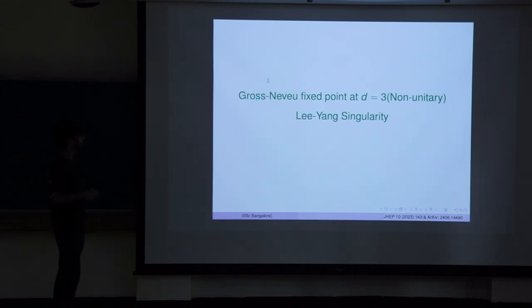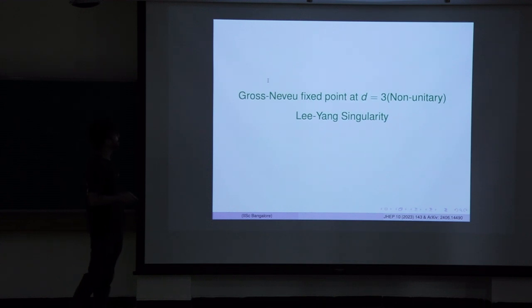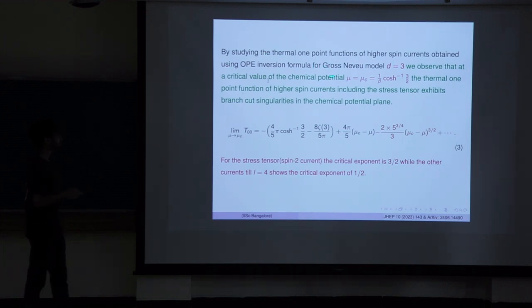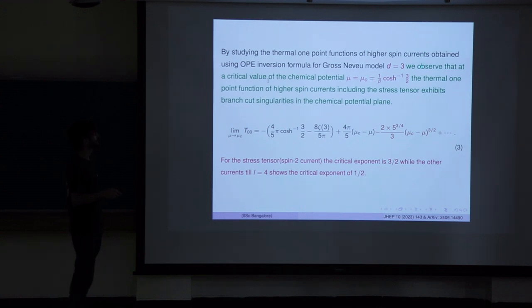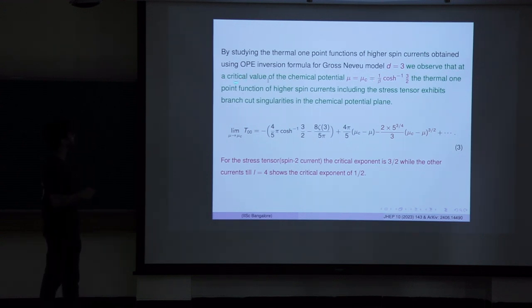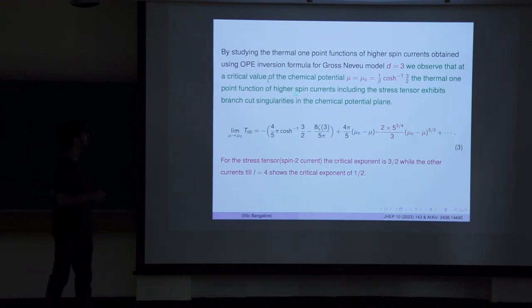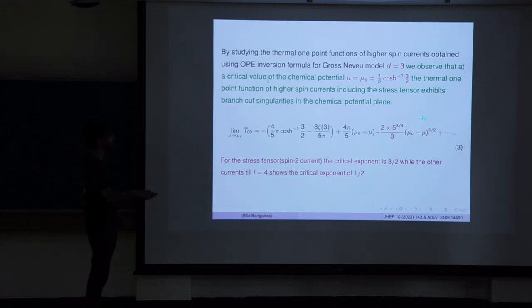This is the Gross-Neveu model at d equal to 3. If I study the thermal one-point functions of higher spin currents obtained using the OP inversion formula for the Gross-Neveu model in d equal to 3, we observe that at a critical value of the chemical potential, mu equal to mu c, given by 1 by beta cos inverse 3 by 2, the thermal one-point function of higher spin currents, including the stress tensor, exhibits branch cut singularities in the chemical potential plane. It looks like this. The stress tensor at this point behaves as a branch cut singularity, with (mu c minus mu) to the power 3 by 2.